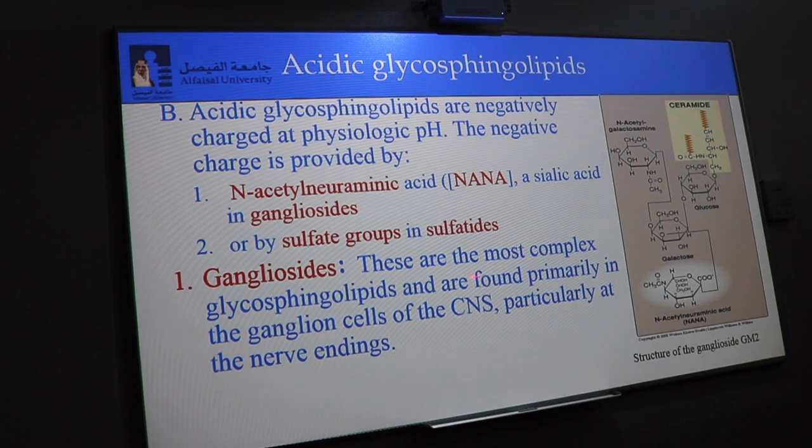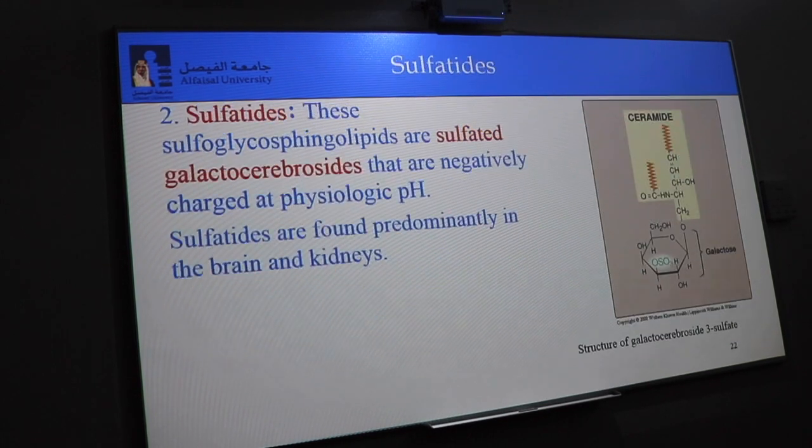Whereas in sulfatide, again we have ceramide and a monosaccharide like the cerebroside, but in the monosaccharide we have a sulfate group. So one of the OH of the monosaccharide is sulfated. That's why this structure is called sulfatide, and sulfatide are present in the brain and the kidney.